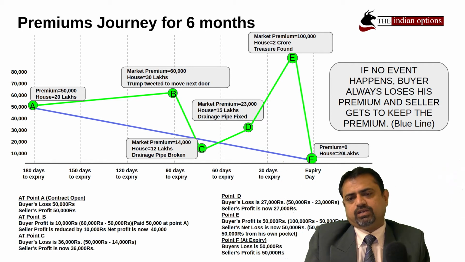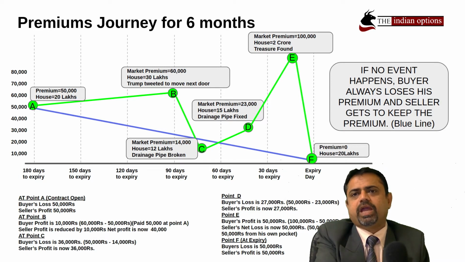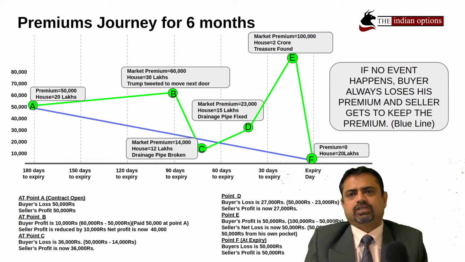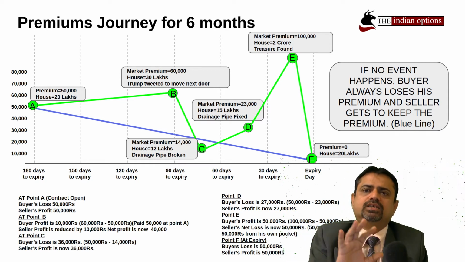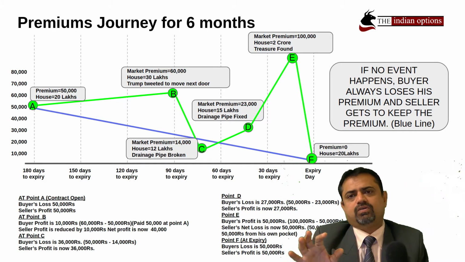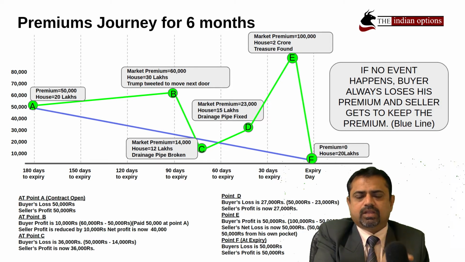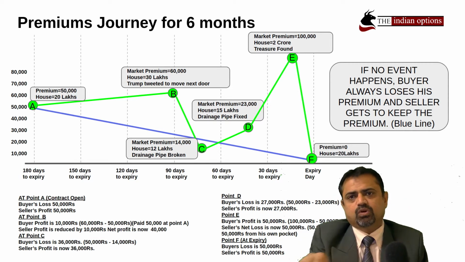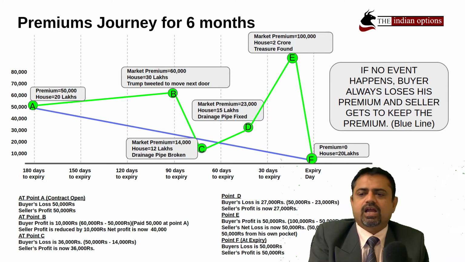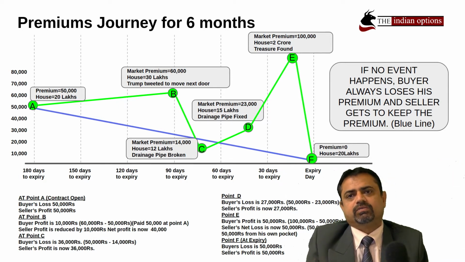Now, in the next screen, I am trying to show how the premium's journey happens in 6 months' time. I am just taking hypothetical examples here. Just say that there is a blue line which starts from A and goes to F. Under normal situations, if no events have happened, neither the drainage pipe has broken nor the gold or treasure is found, normally the premium loses its value from the day the contract was done till the expiry day. So I have taken that blue line. It starts from 180 days away from expiry, and on expiry day it reaches point F and it becomes 0. This is the blue line.